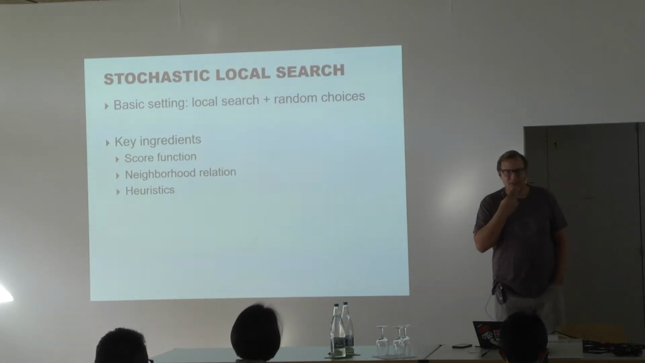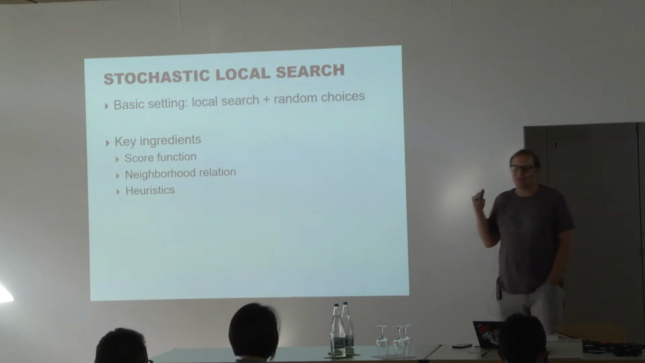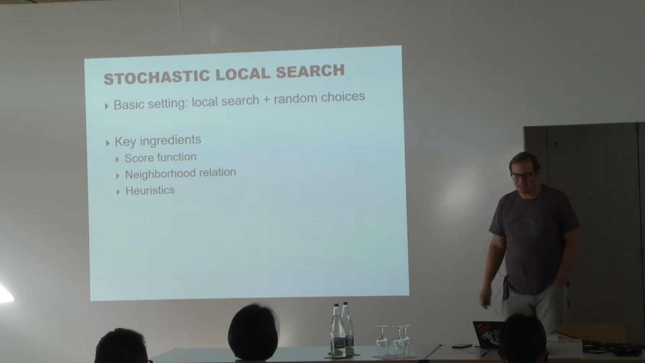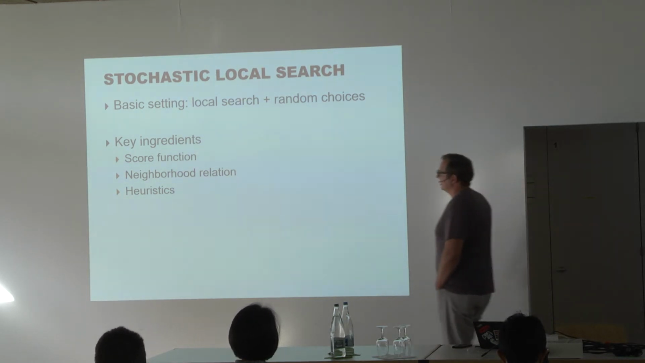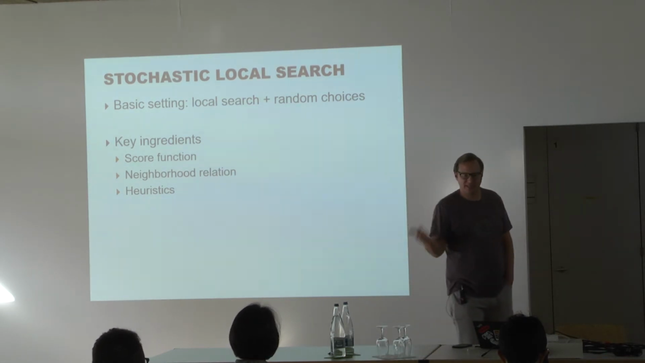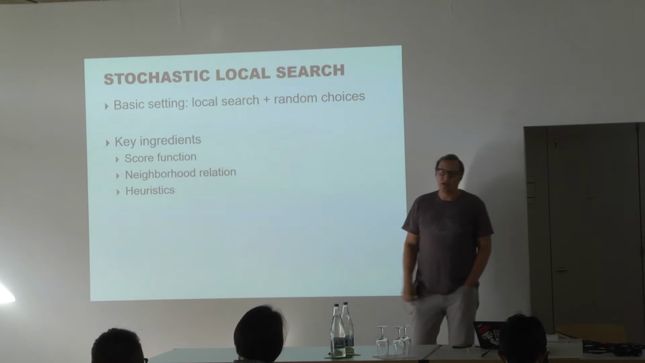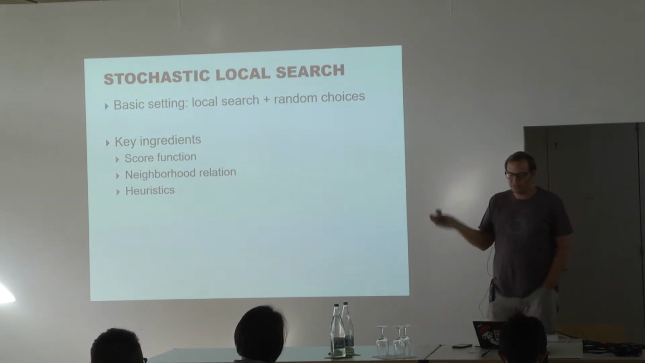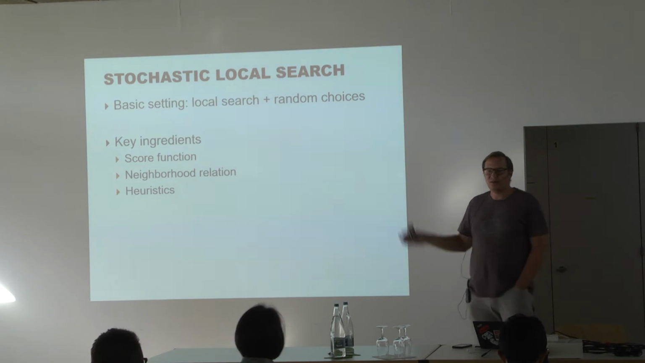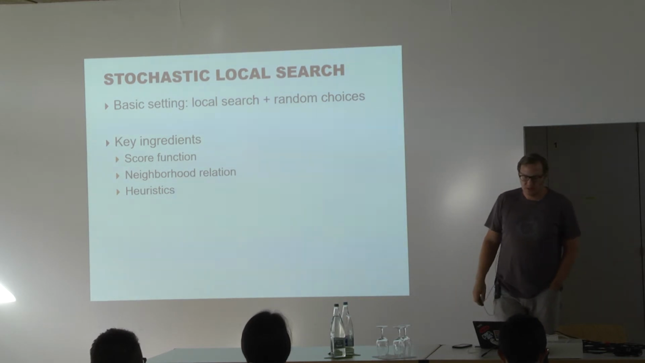So if you think about stochastic local search, it's a pretty simple algorithm. You perform some local search plus random choices along the way to find your minimum. And what are the key ingredients? Well, you need a score function to figure out what is the best next step to perform. You need to define a neighborhood relation, which helps you to decide in which direction to move. And then, you can also throw in a bunch of heuristics to actually make this performant. So I'll talk about each of these ingredients in more detail next.